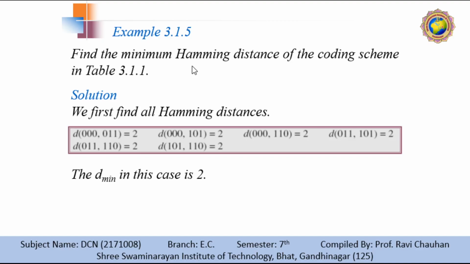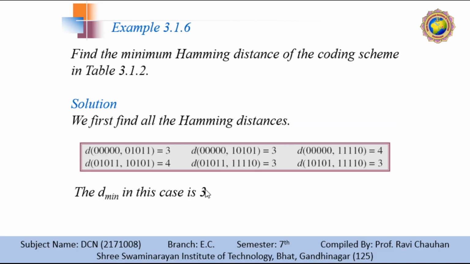Find the minimum Hamming distance of the coding scheme of table 10.1. It is covered in a previous session. So let's find all the Hamming distances between 000 and 011. How many bits are changed? 2 bits are changed. Over here 2, over here 2, and over here 2. So we can say that d minimum in this case is 2.